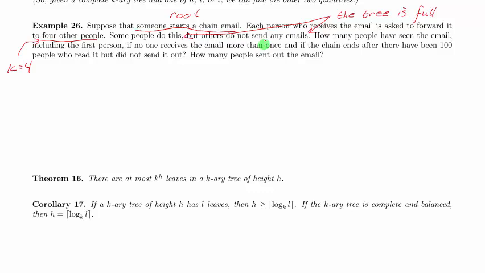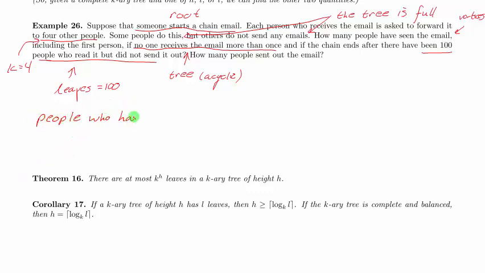So then how many people have seen this email? We're looking for the number of vertices, including the first person. If no one receives the email more than once, well, that's telling us that we actually have a tree. There are no cycles. And then we're saying that the chain ends after there are 100 people who read it but did not send it out. So the number of leaves is equal to 100. So that'll be our L value. So the total number of people who have seen it, that's going to be our N value.